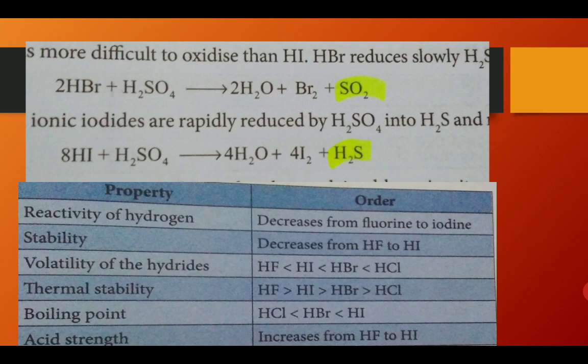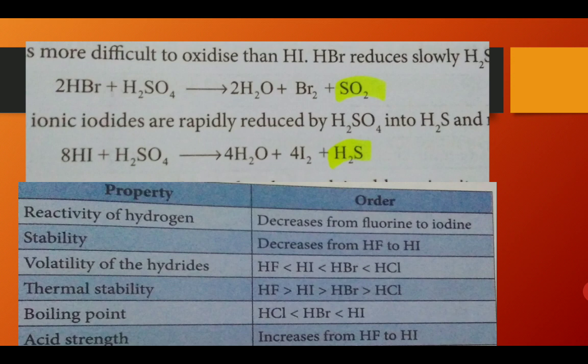And then properties. Reactivity of hydrogen halides decreases from fluorine to iodine. Stability decreases from HF to HI. And then volatility, thermal stability, boiling point: HCl is low versus HI is high. It increases. Acid strength also increases from HF to HI. So these are all the varieties of properties of hydrogen halides.